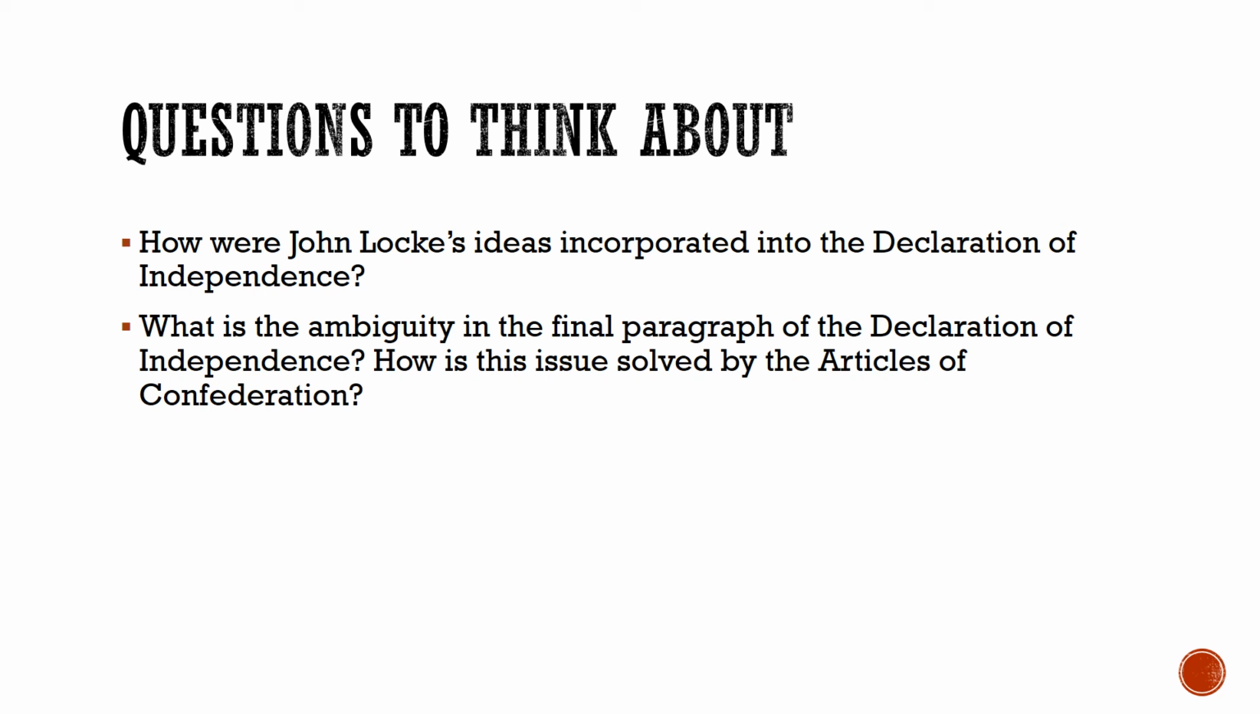And then what is the ambiguity in the final paragraph of the Declaration of Independence? The ambiguity is, did we create 13 independent nations, or did we create one nation with 13 states? Question mark. And then how is this issue solved by the Articles of Confederation? It's solved because of the phrase perpetual union, that these states are joining together to create the United States of America, one nation.